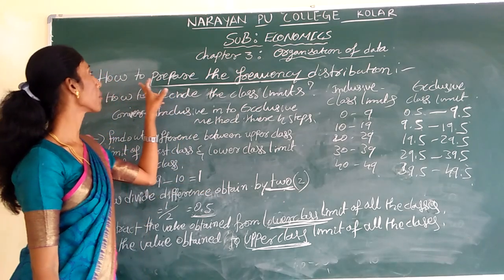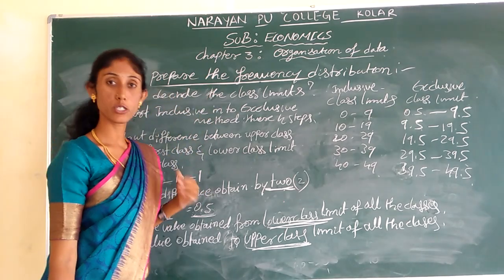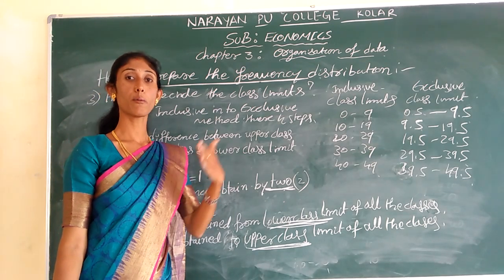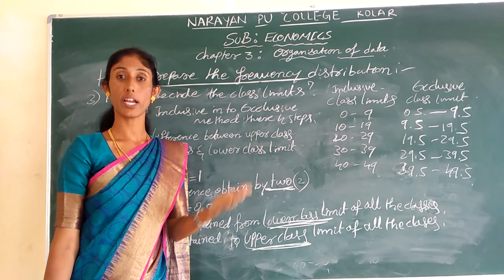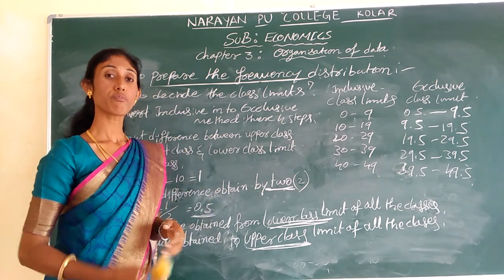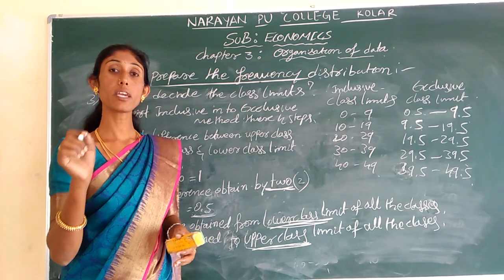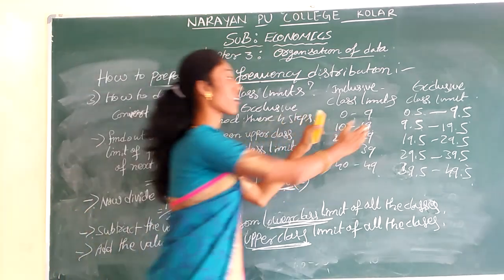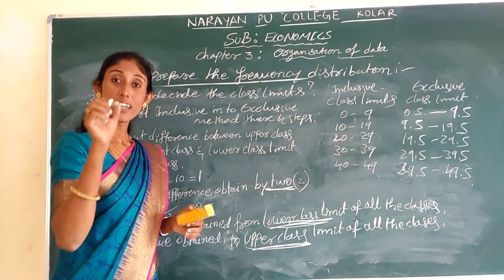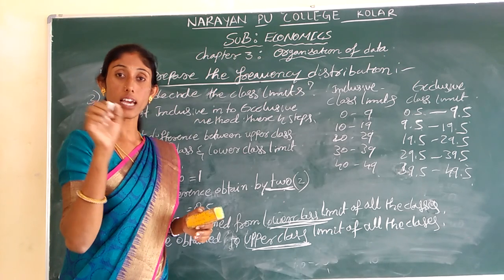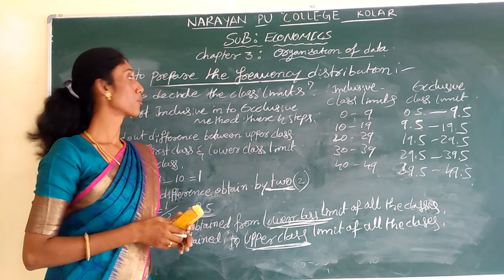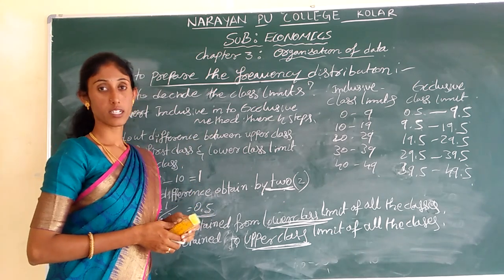And next, one more important step to prepare the frequency distribution is finding the number of frequencies for each class. How do we find the number of frequencies for each class? The values which appear within a particular class, we should make tally markings. After the tally marking, we add them up to get the frequency. This is to prepare the frequency distribution.